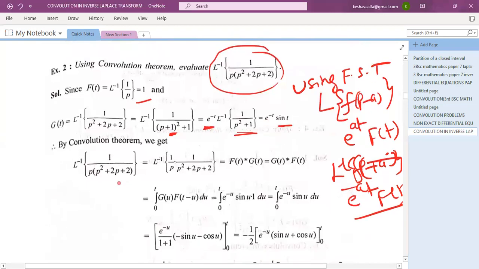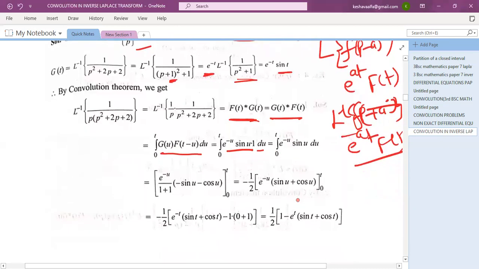So using convolution theorem, L inverse of 1 by p into 1 by p square plus 2p plus 2, it is in the form of f of t star g of t. Convolution is commutative, so g of t star f of t. So using the definition of convolution, integral 0 to t g of u f of t minus u du. That is integral 0 to t. What is g of t? e power minus t sine t. So we get e power minus u sine u. f of t is 1, so f of t minus u is also 1. So integral 0 to t e power minus u sine u du.